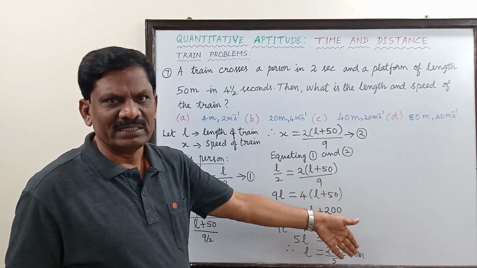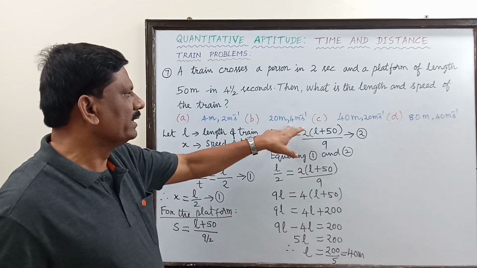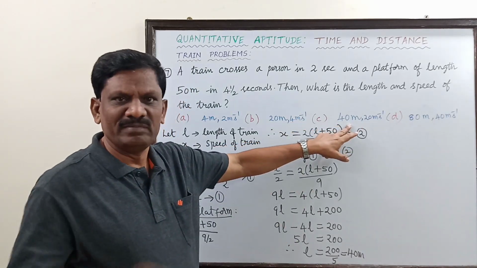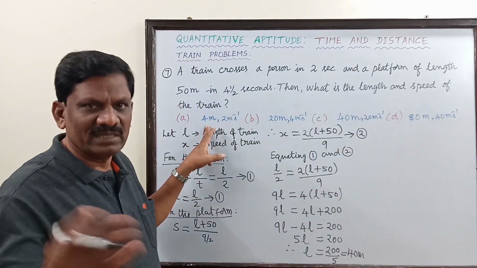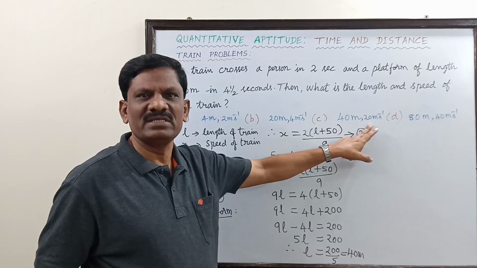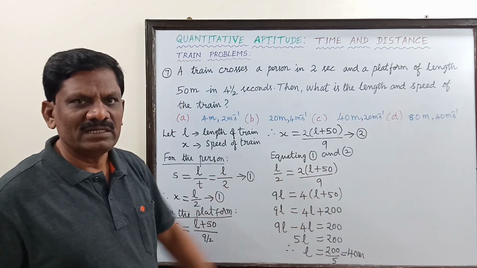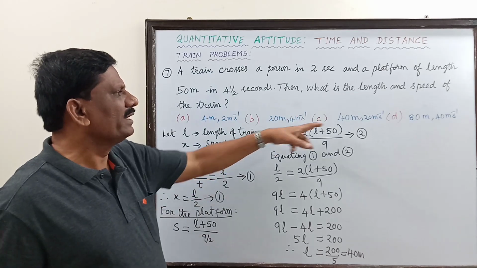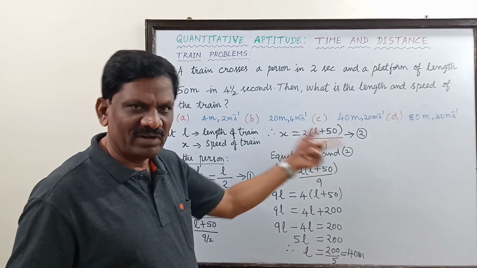Speed has to be determined, but before that, look at the clue. Here option C is 40 meter. 40 meter is the length of the train, and no other option has that 40 meter. Therefore we can quickly go for option C without solving for the speed. But in case everywhere the same length is given, then we have to go by the formula method.